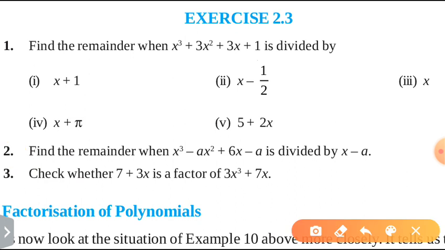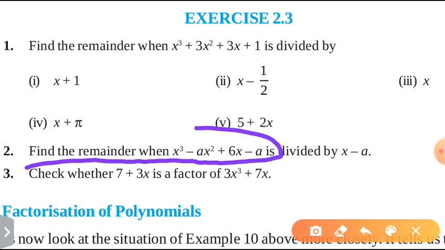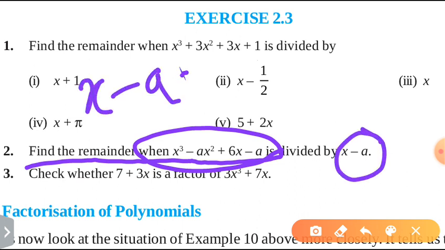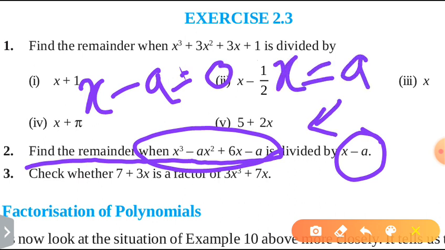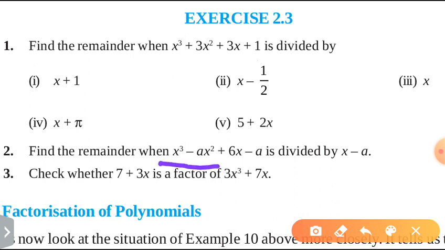Now see the second question. Find the remainder when the long polynomial is divided by x minus a. So similarly you will put x minus a equal to 0. That means x equal to a in this equation. So you will see that when you substitute the value a in the place of x, a cube minus a into a square equal to a cube. This a cube and a cube will cancel. 3a minus a is equal to 5a will be the answer.